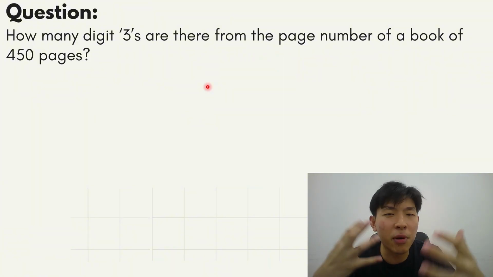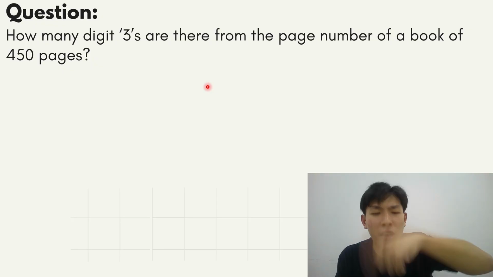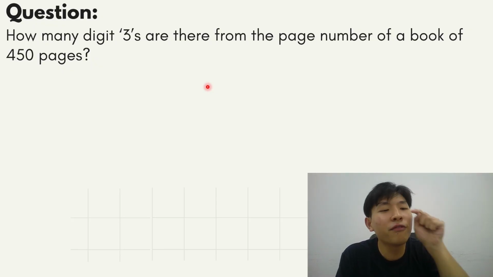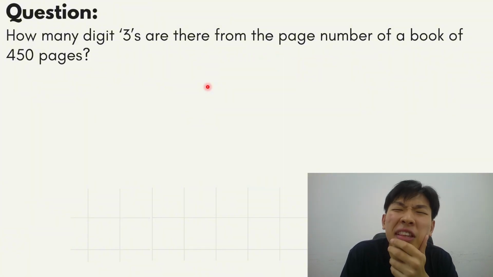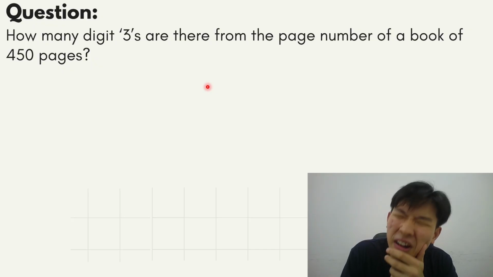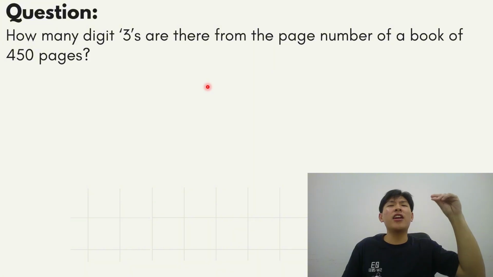Now, one simple method that everyone will think of is, we just need to list out from 1 to 450, 1, 2, 3, 4 until 450, then count how many threes we have. Now, if we do this, how long will it take? It will probably take very long. If we start in the morning, then we'll probably end at night. So let's try to find a faster way.